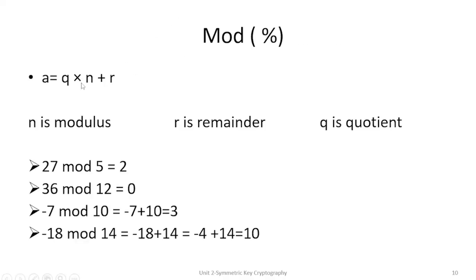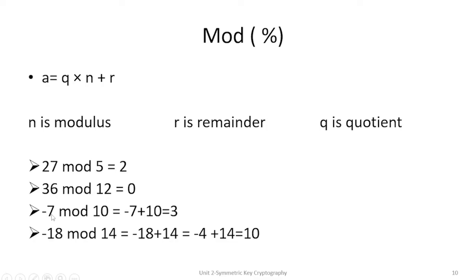Mod operation means that if you want to find a value, a can be written as quotient times n plus remainder. Here n is the modulus, r is the remainder, q is the quotient. So I want to find 27 mod 5. The quotient is 5, the modulus n is 5: 5 into 5 plus 2, where r is the remainder. So the answer is 2. 36 mod 12: 3 into 12 is 36, so there is no remainder. The answer is 0. This is the way we can find positive mod values.